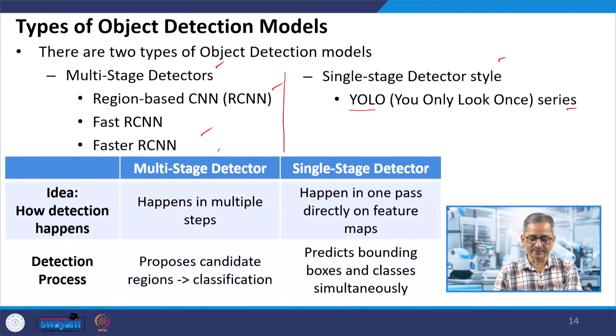And here is the difference between the multi-stage detector and the single stage detector. In the multi-stage detector, detection happens in multiple stages as the name indicates, and in the single stage detector it happens in only one pass. In the detection process, the multi-stage detector proposes candidate regions and then does the classification, whereas the single stage detector predicts bounding box and class simultaneously.